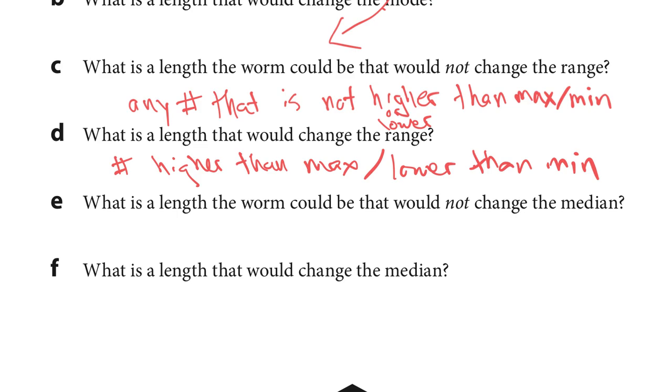What is a length the worm could be that would not change the median, the middle number? And this is going to be an issue because the only thing that we can do is put an X on 5 2/8. Because the median is 5 2/8 and there are 2 X's on it. If I add another one to 5 2/8, the middle value would still be 5 2/8. What is a length that would change the median? Anything else. It would shift it either to the right or to the left, okay?